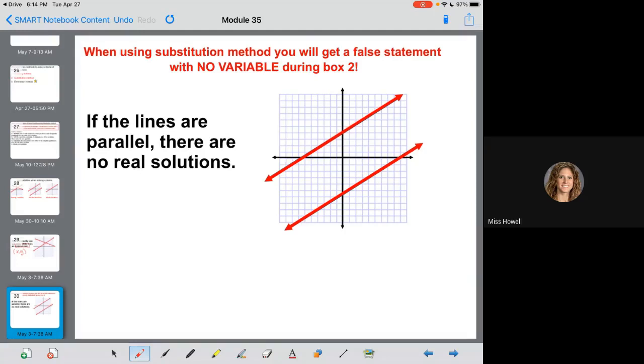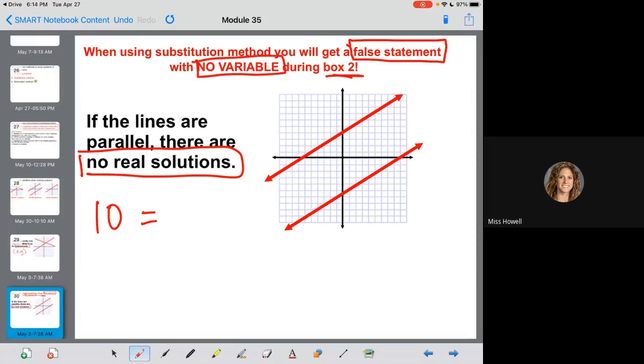So I need to know what that might look like in my steps of work that would cause me to have parallel lines where there are no real solutions. There's no place that satisfies both those lines, so we'd have no real solutions. And the way that I tell is in box 2, I end up with a false statement with no more variable left, like 10 equals 8. And I would say, wait, no, it doesn't. That's not equal. So I have no real solutions, which would indicate in picture form that the lines would be parallel to each other.